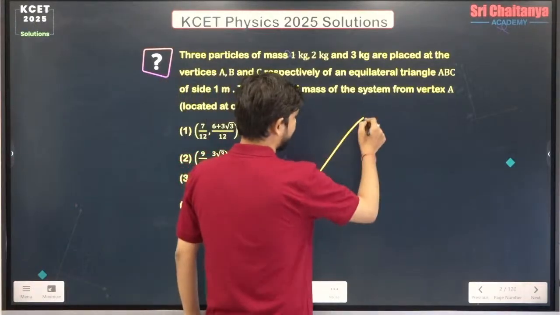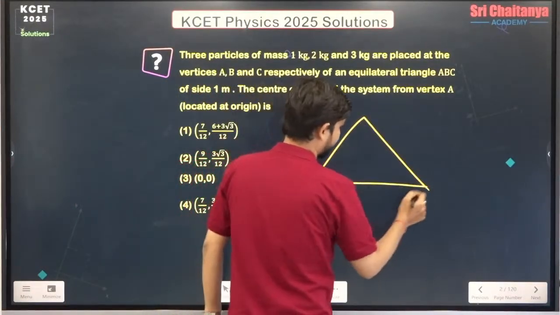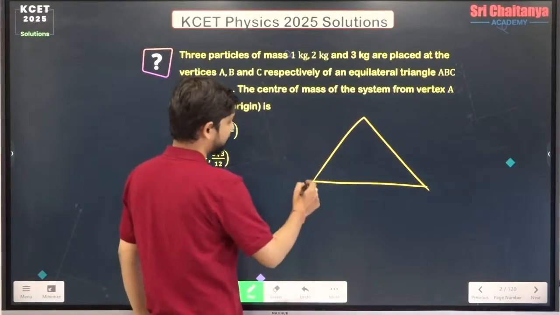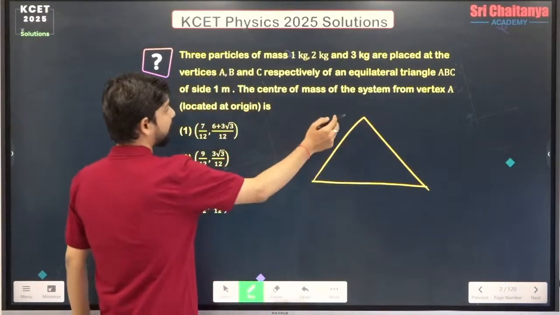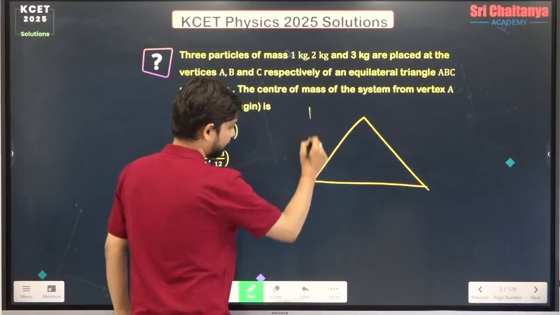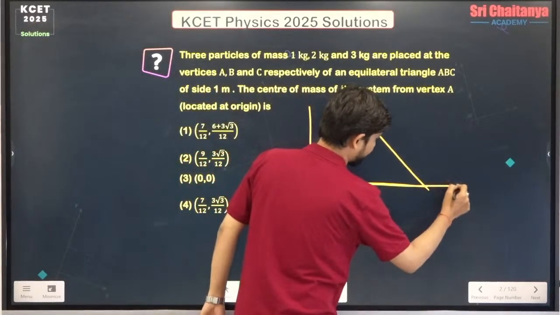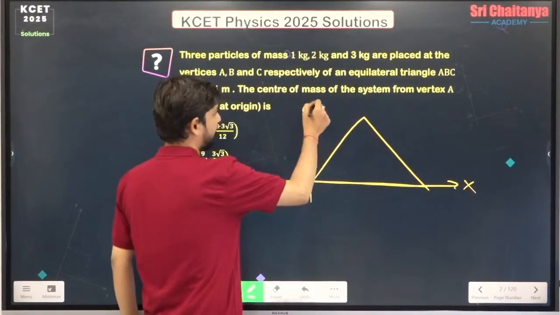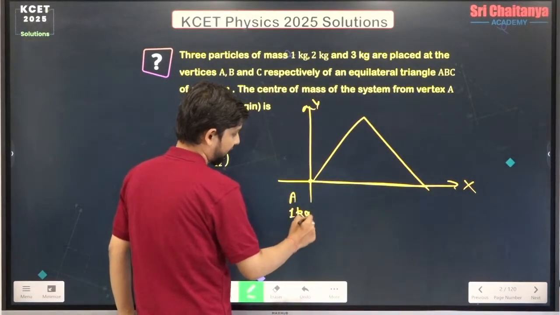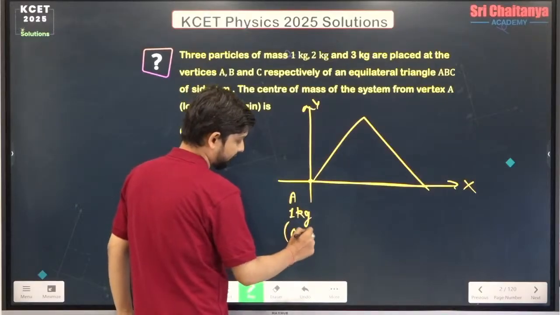Let's draw the diagram. So here three particles are there of mass 1 kg, 2 kg and 3 kg, and we have to find the center of mass from the vertex A, which is at the origin. So let's draw the origin. This is the x-axis, this is the y-axis, this is point A. Point A is having 1 kg mass and the coordinate is going to be 0, 0.